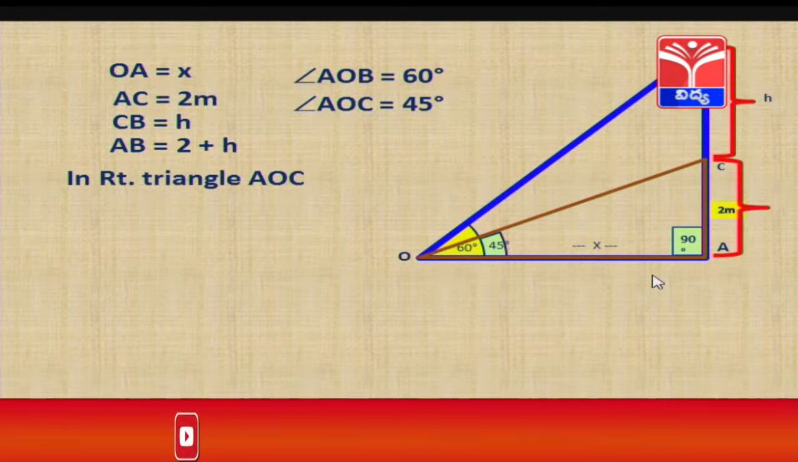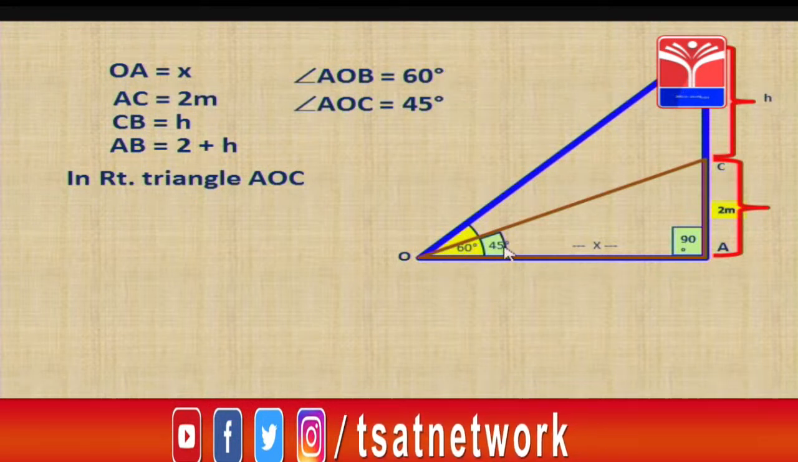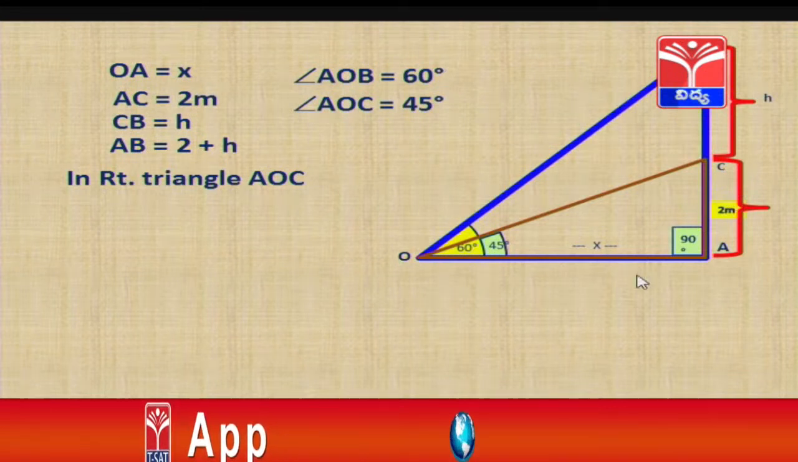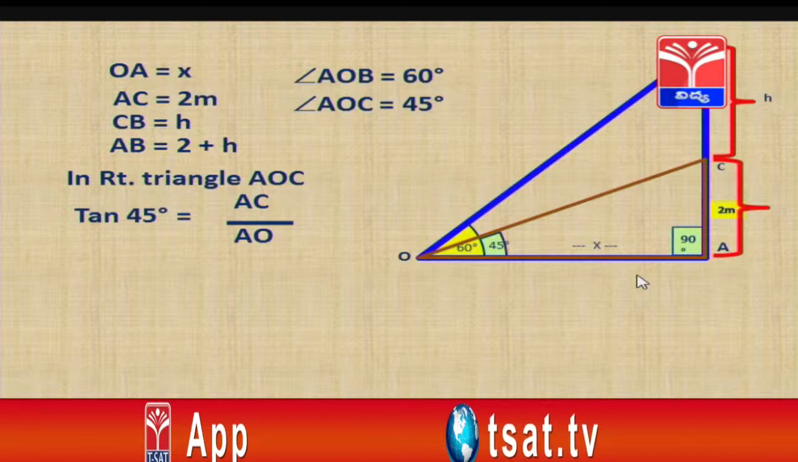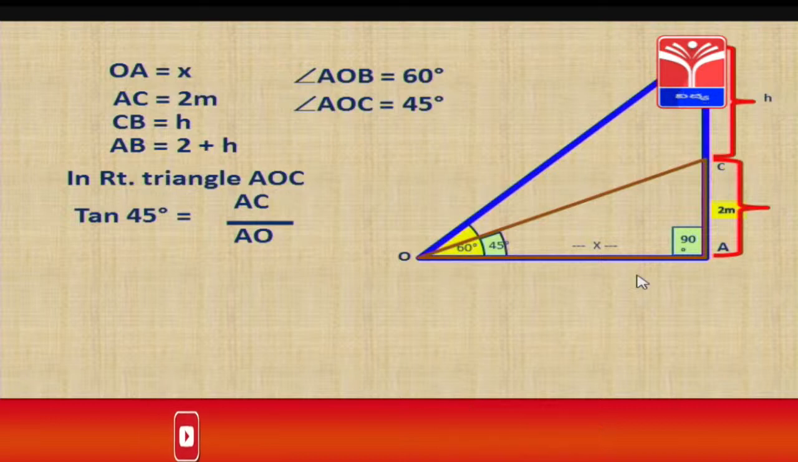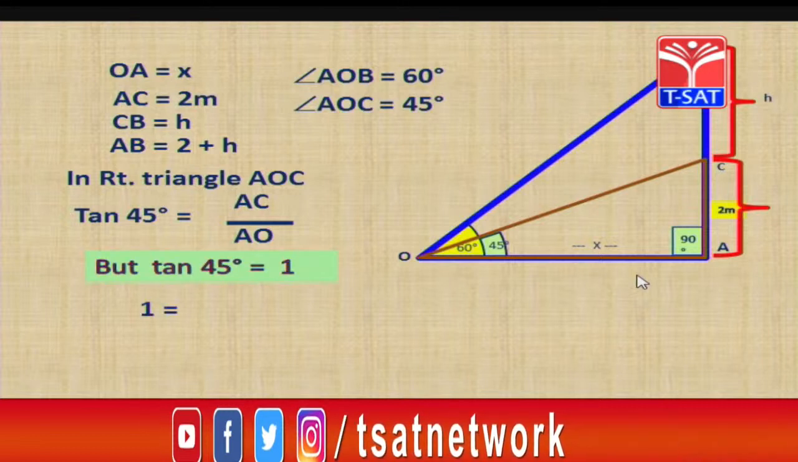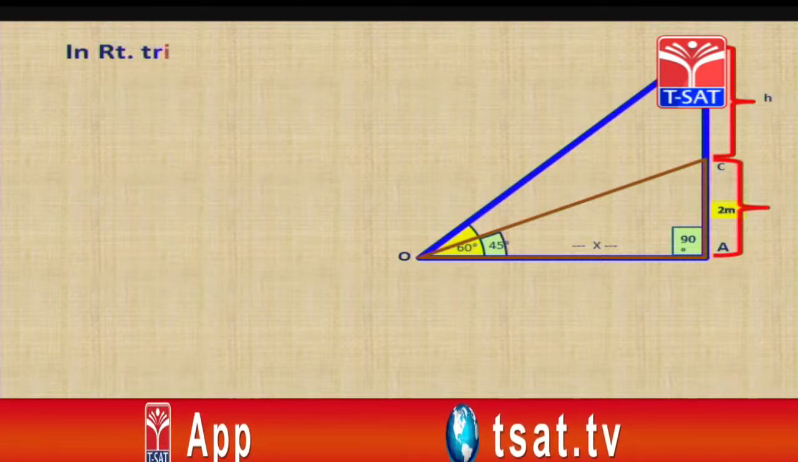In right triangle AOC, now here I know the height, I do not know the base, but I know the angle of elevation. So, this is opposite and this is adjacent. Tan 45 degrees is equal to AC by OA or AO. AC is 2, OA is x, but tan 45 is again 1, right. So, 1 is equal to 2 by x, therefore, x is equal to 2 meters.